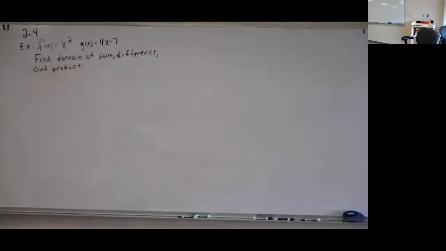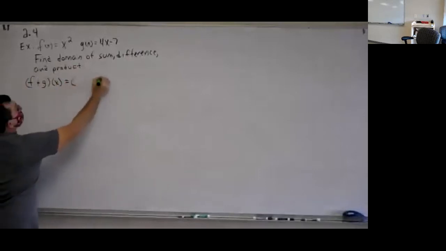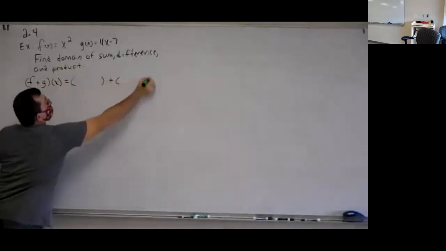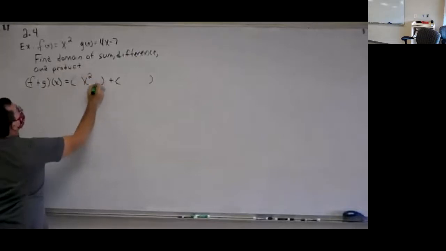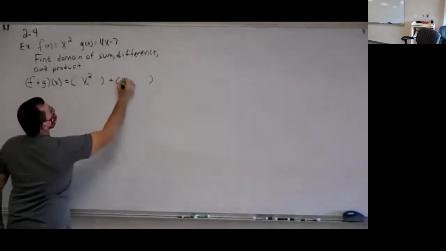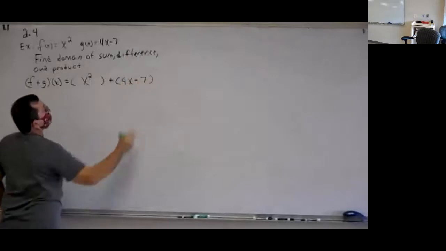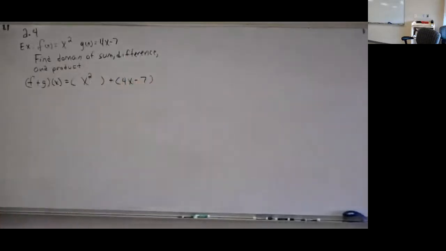So I'm going to play with the sum first. So f plus g of x would equal my f of x plus my g of x. So they gave me f of x was x squared, and then g of x was 4x minus 7. Now you can stop there, or you can actually combine everything you can and then try to find that domain.